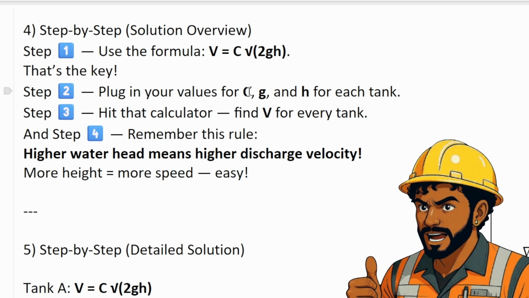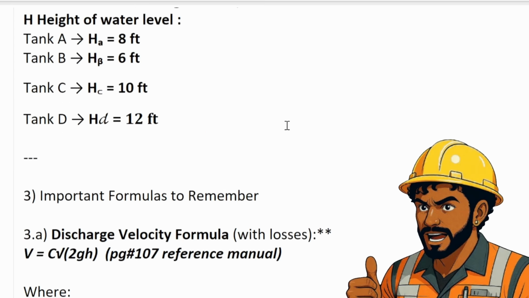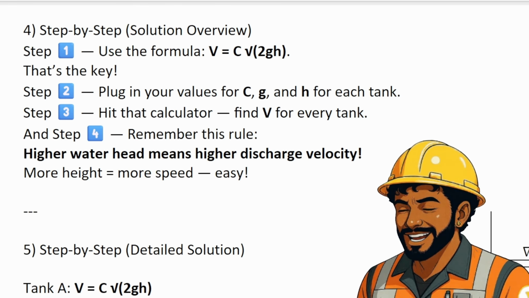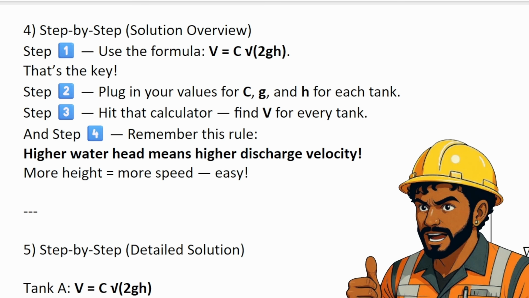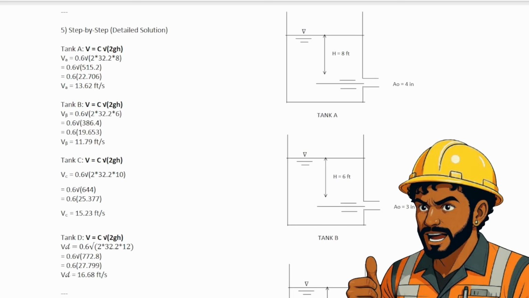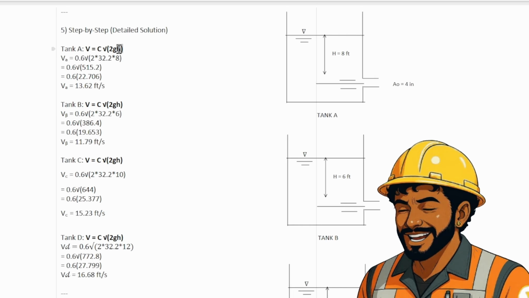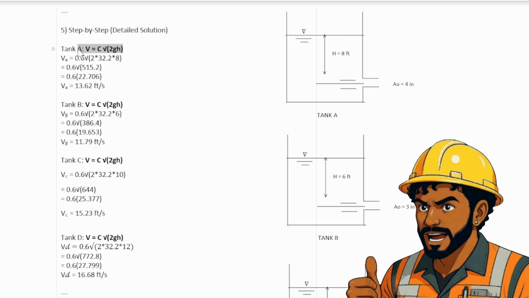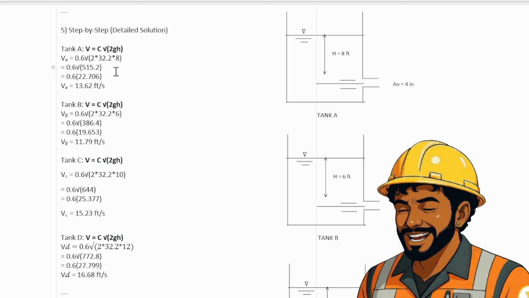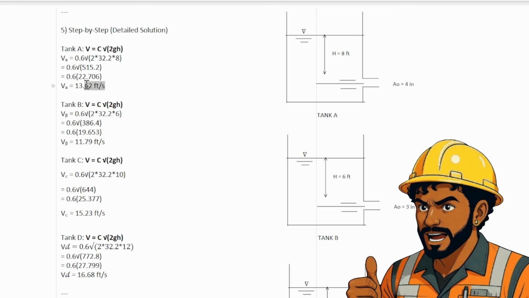The coefficient C is given in the question as 0.6. G is nothing but the gravitational constant. H is the water head of each given tank. Once you substitute the value of the head of each tank and their coefficient into the velocity formula, you will be able to easily find the velocity of each tank: VA, VB, VC and VD.